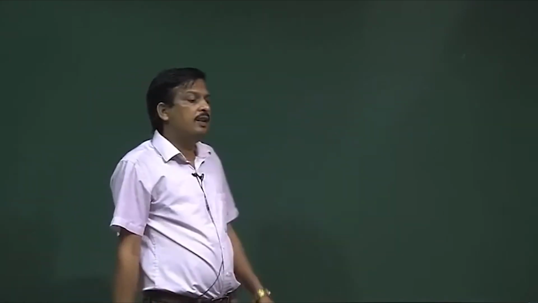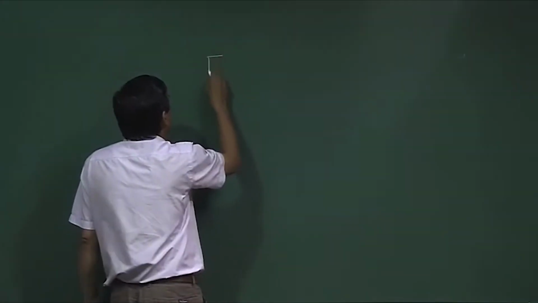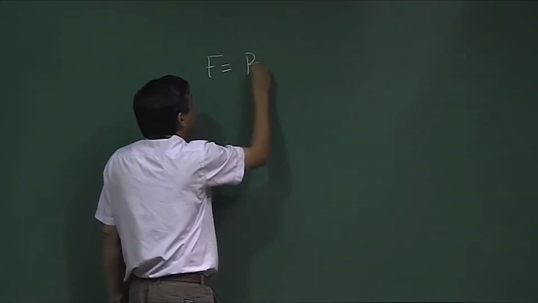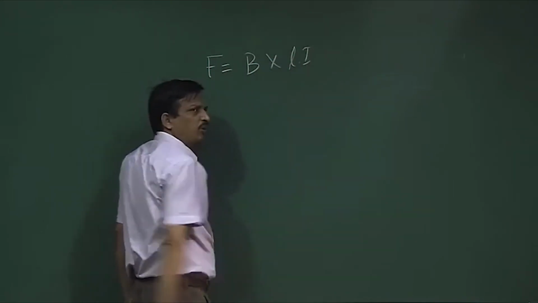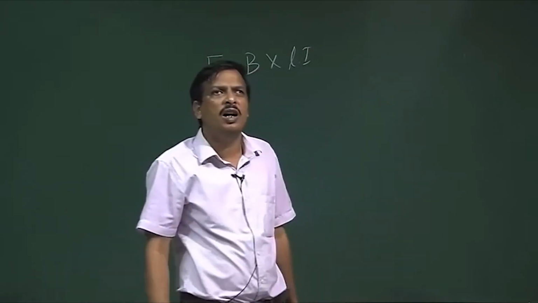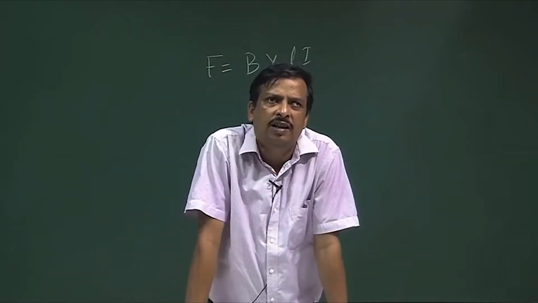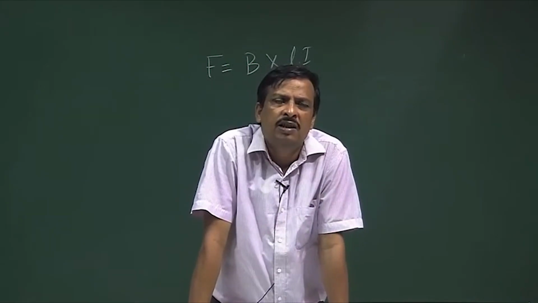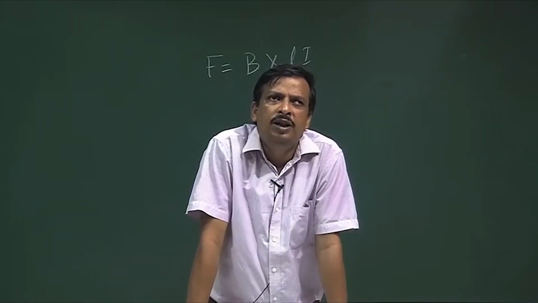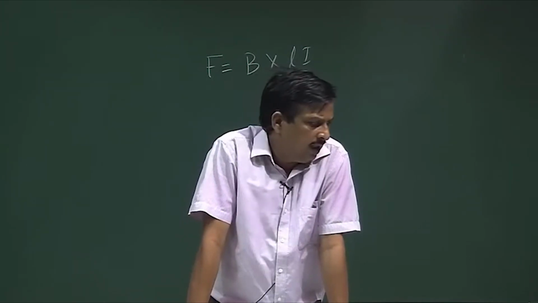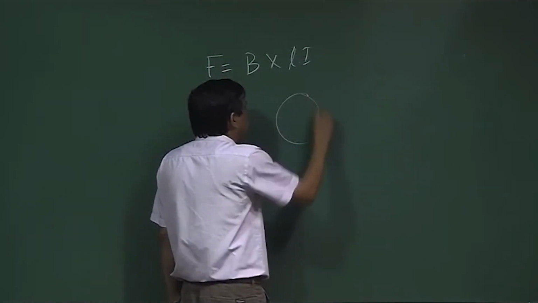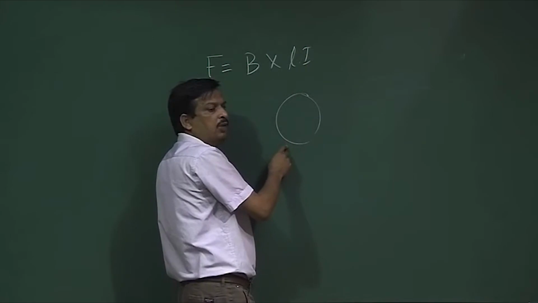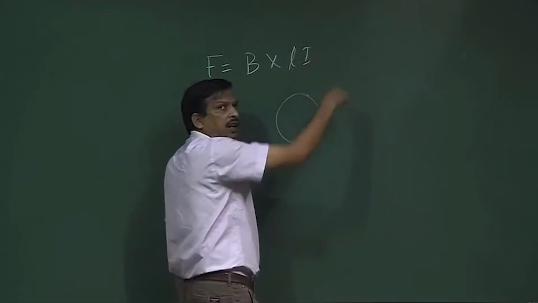The mechanical force is nothing but B into L into I, you know that, where L is the length of the wire, I is the current, and B is the magnetic field strength. The applied force will be the cross product of B, L, and I. Similarly, if something rotates in a magnetic field, then what will happen? An electrical current will be produced.